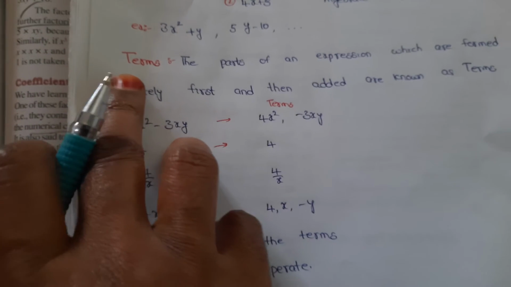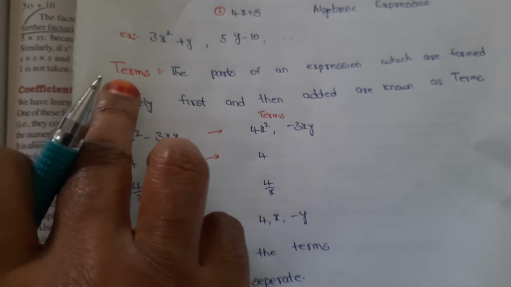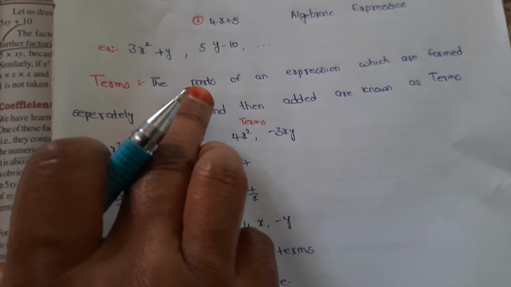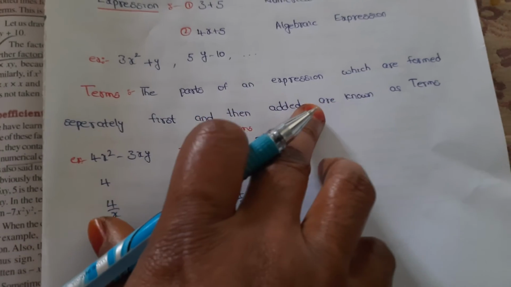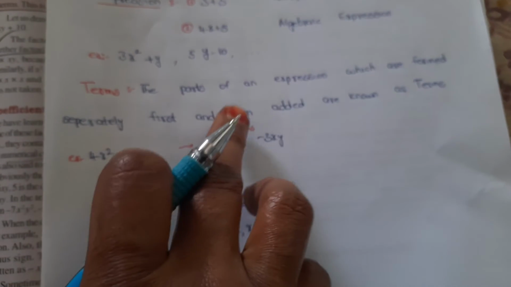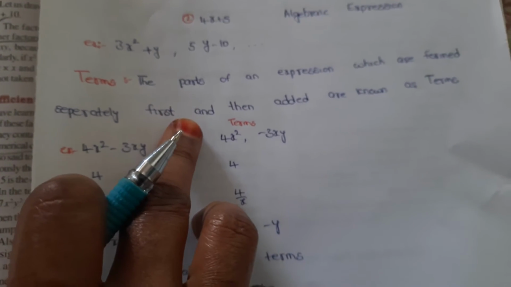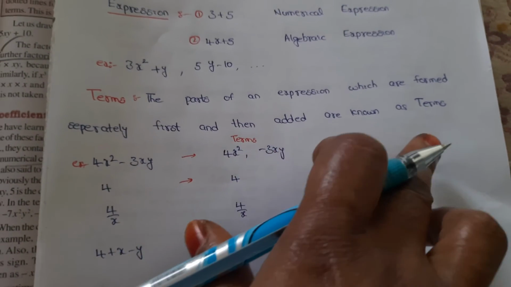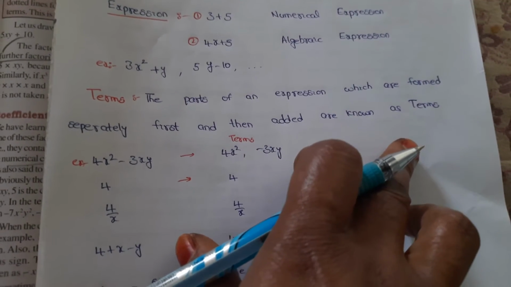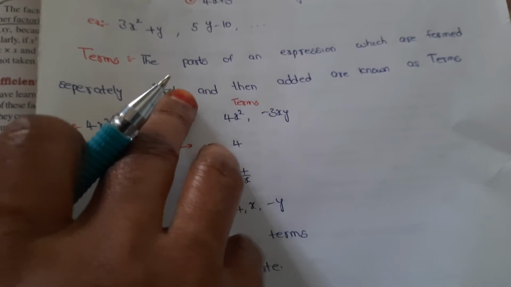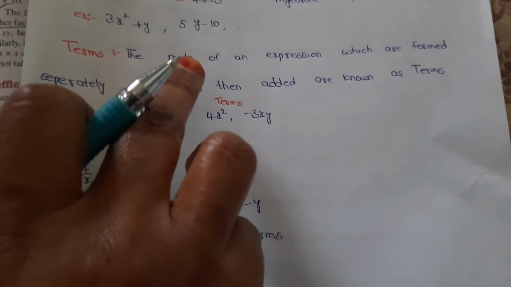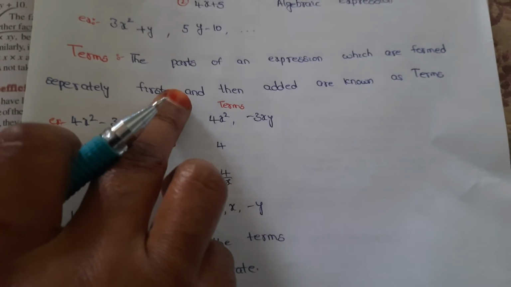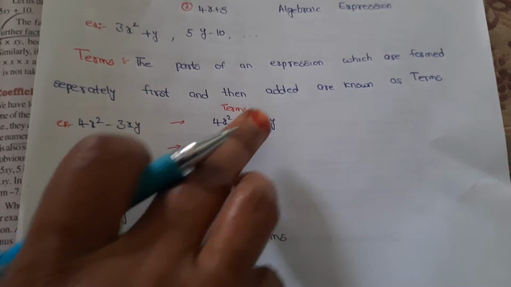The terms of an expression. The terms of an expression are nothing but the parts of an expression which are formed separately and then added. The parts of an expression which are combined to form the expression are called the terms of that expression.